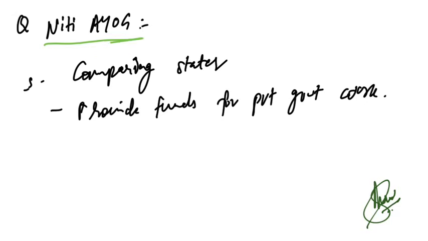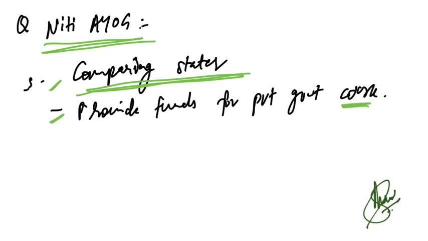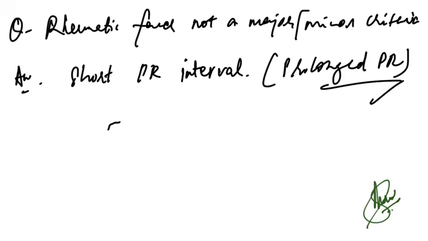Then NITI Aayog, this was a little controversial, like the options. Comparing states is one option, and providing funds for private and government cooperating work is the second option. But the more correct answer is comparing the states, and not providing the funds for private and government works.